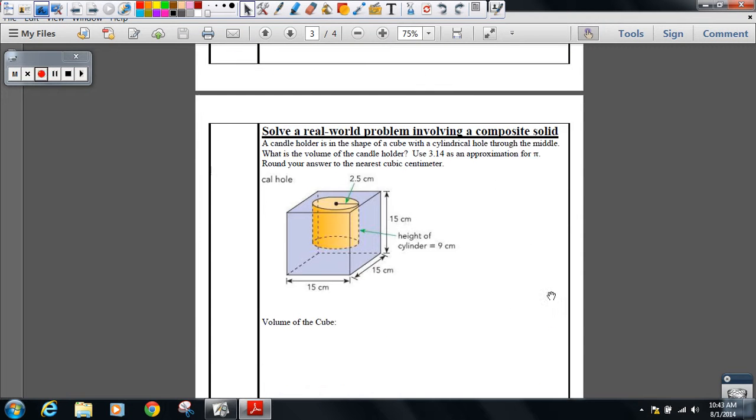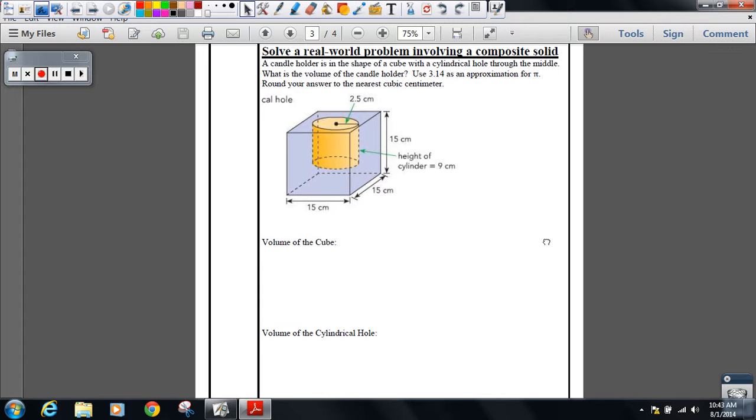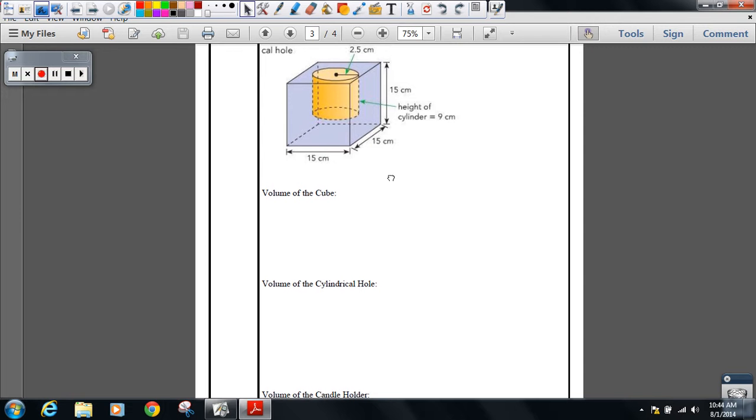Okay, our next one is a little bit different because before we added, well, on this one it's talking about a candle holder. And you're going to set the candle on the inside right here in the yellow part. So that means that part had to be cut out of the original cube. So what we're going to have to do is find the volume of the cube, the purplish blue part, and the volume of the cylindrical hole, which is the yellow, and this time we're going to have to subtract because that's taken out so a candle can sit in there.